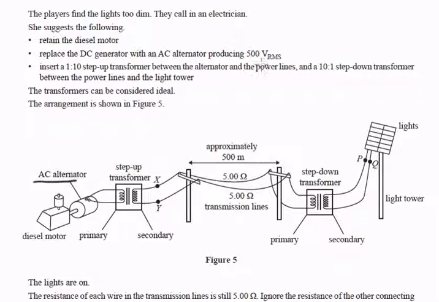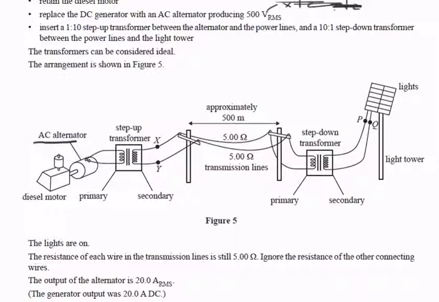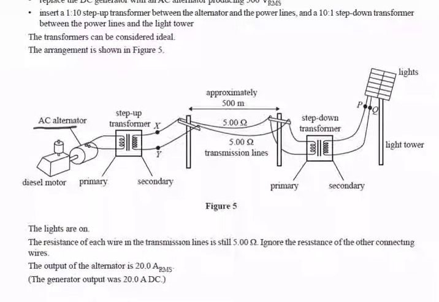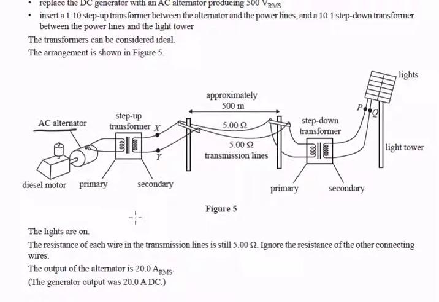That means everything is talked about in RMS. That's ready to go. A lot of people start timesing or dividing by root 2, but no, we want it in RMS, so we're just going to leave it as it is. No timesing or dividing by root 2. Alright, so same as before.